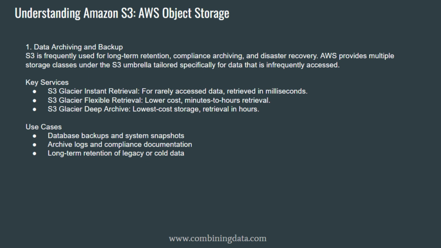One of the most common uses of Amazon S3 is data archiving and backup. AWS provides multiple S3 storage classes designed for data that is accessed infrequently, especially through the S3 Glacier family. S3 Glacier Instant Retrieval is used when data is rarely accessed but still needs millisecond retrieval. S3 Glacier Flexible Retrieval offers lower cost with retrieval times ranging from minutes to hours. S3 Glacier Deep Archive is the lowest cost option and is designed for long-term retention, with retrieval times measured in hours.